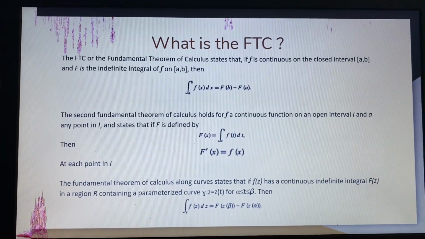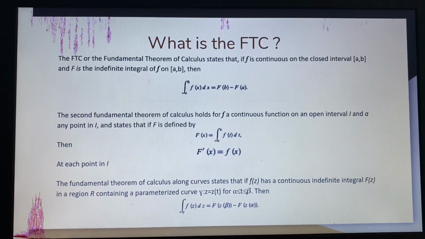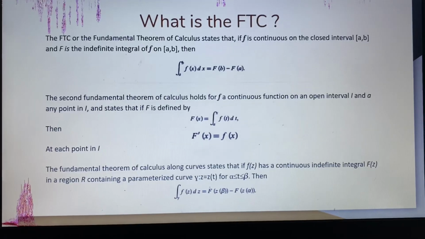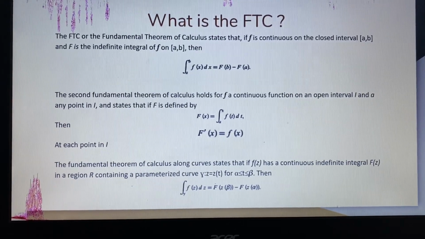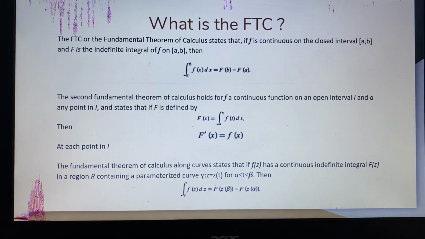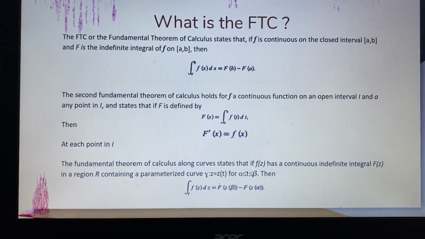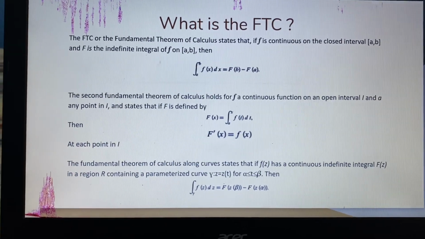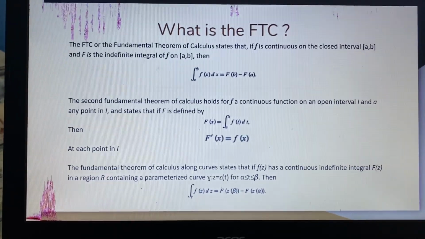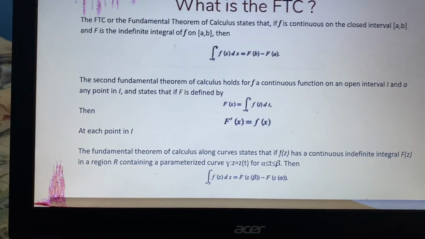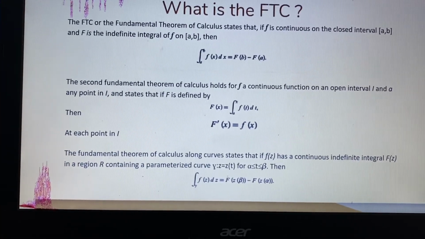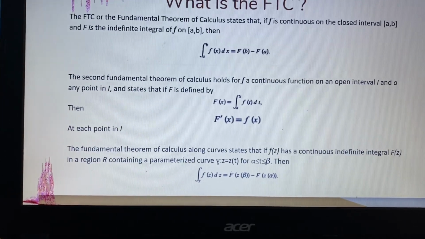The second fundamental theorem of calculus holds for f, a continuous function on an open interval I, and a any point in I. It states that if F is defined by F(x) equals the integral from a to x of f(t) dt, then F', which you see with a little prime up top, which is just basically the derivative, F'(x) equals f(x) at each point in I.